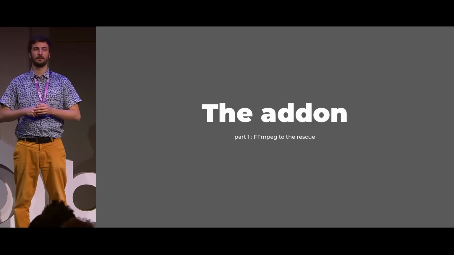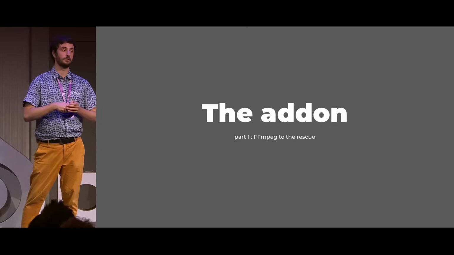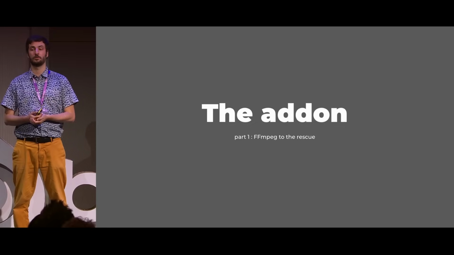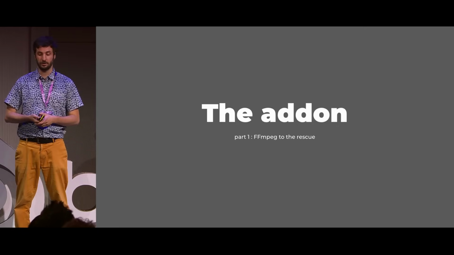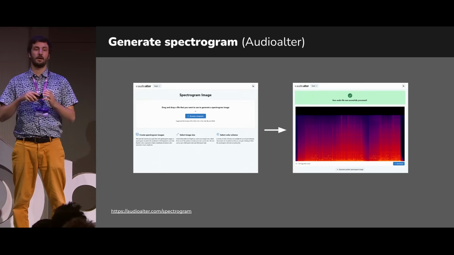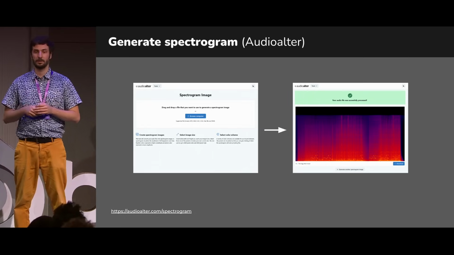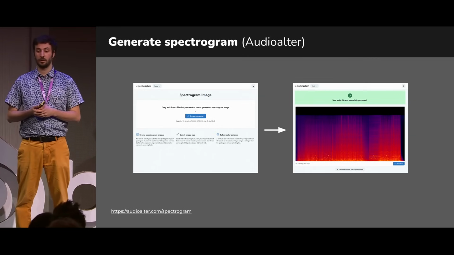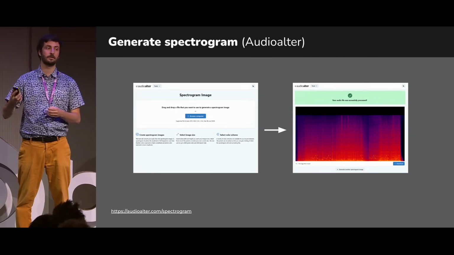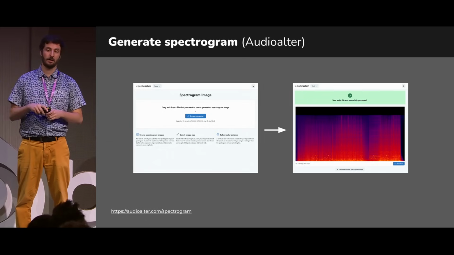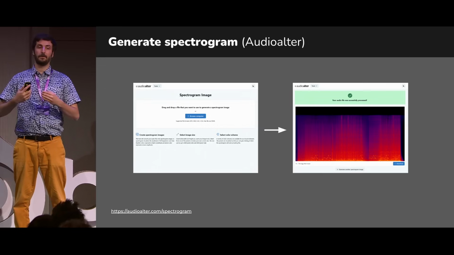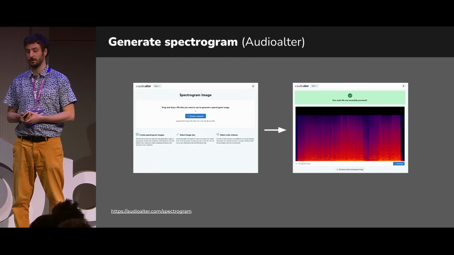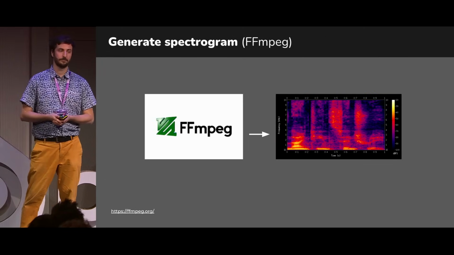So now I will talk about the add-on. It's called Sound to Mesh, once again. And first, I will explain how I used FFmpeg to automate the spectrogram creation. So at first, I was using Audio Alter. It's a very good website. It allows you to make spectrograms for free. So you can just put your sound on the website, generate the spectrogram, download the spectrogram, put it inside of Blender. It was working, but it was way too long to do, to change the spectrogram. So I automated it with FFmpeg.